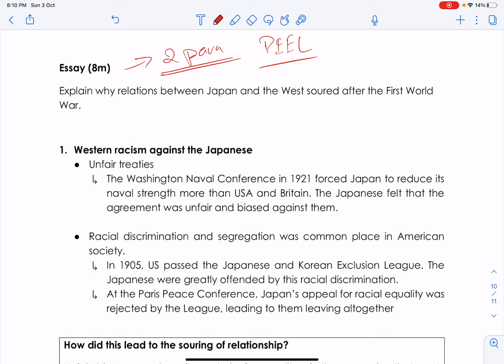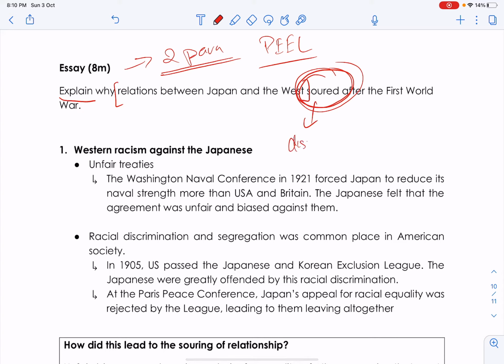So for example, this question clearly tells me: explain why relations between Japan and the West soured. So this is the thing they want you to find out: relationship between Japan and the West. Then the outcome they want you to give is soured. That means it got worse, right? So think of linking words related to a sour relationship. What will it look like?